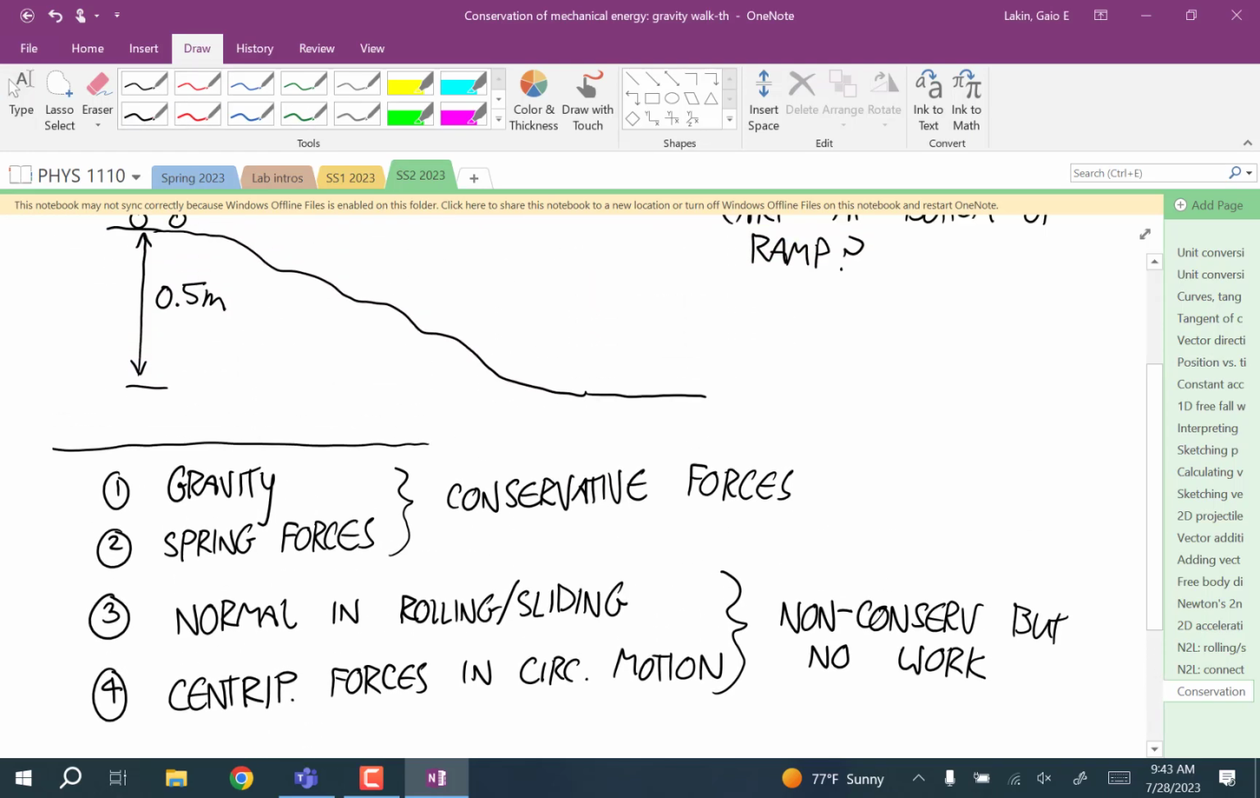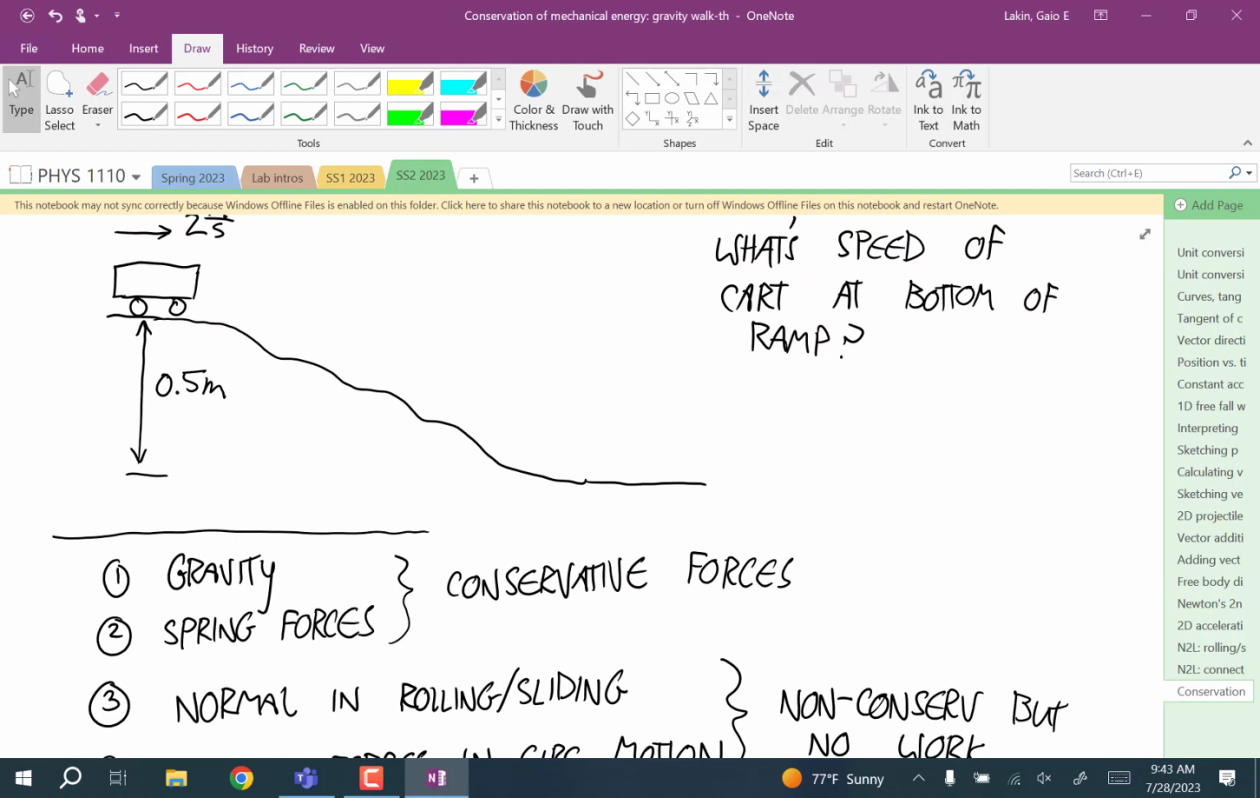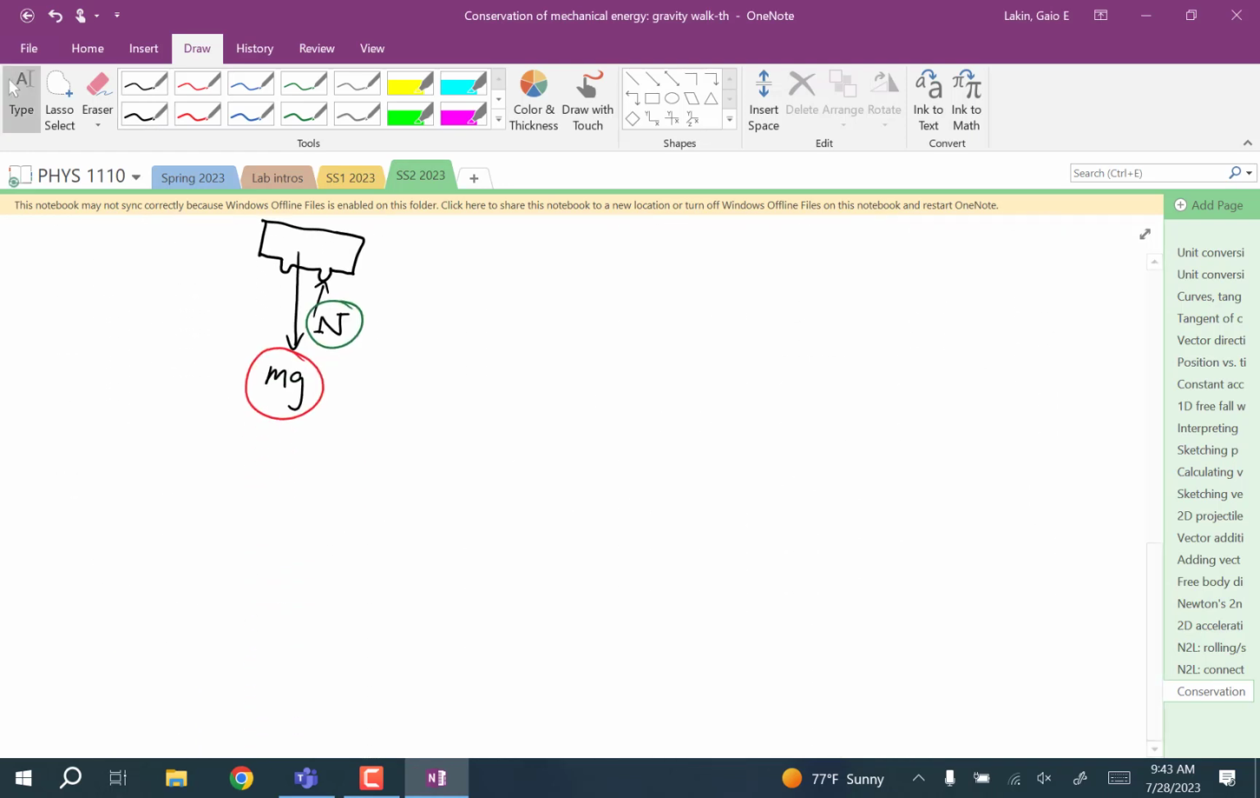Okay, the next thing we have to do is write out in two columns. We're going to have an instant 1 and an instant 2, and we're going to calculate the potential and kinetic energy at each of those two instants. Our first instant is going to be at the top of the ramp, and our instant 2 is going to be at the bottom of the ramp. So instant 1 is at the top, and instant 2 is at the bottom.